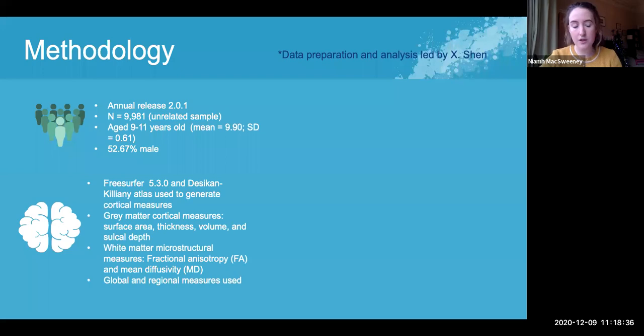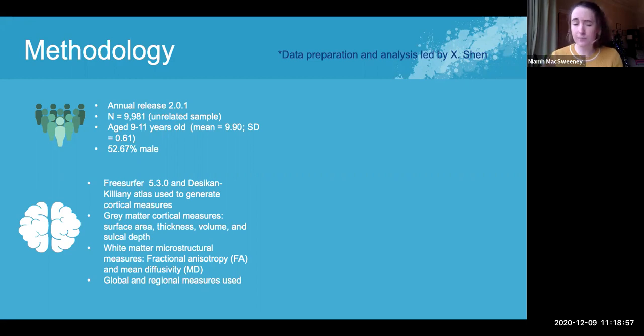In terms of the brain measures that we looked at, FreeSurfer and the Desikan Atlas were used to generate the cortical measures. The cortical measures that we used were surface area, cortical thickness, volume, and sulcal depth. And then the white matter measures that we used were fractional anisotropy and mean diffusivity.